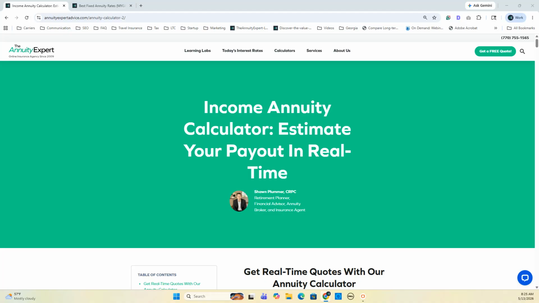And I'm looking at my different payout options. In life only, I don't like life only, but it pays the highest income. What can I do about it? Well, there's a couple of options, okay?